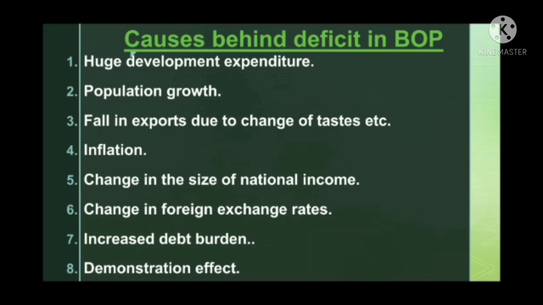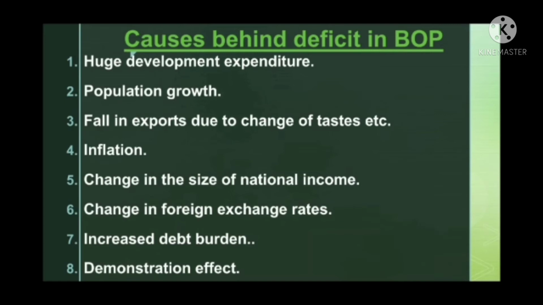Point number 8, demonstration effect. Demonstration effect on the people of underdeveloped countries is also responsible for unfavorable balance of payments of many underdeveloped countries. People of underdeveloped countries try to imitate the consumption pattern, particularly with regard to luxuries like car, air conditioner, etc., of the people of developed countries.